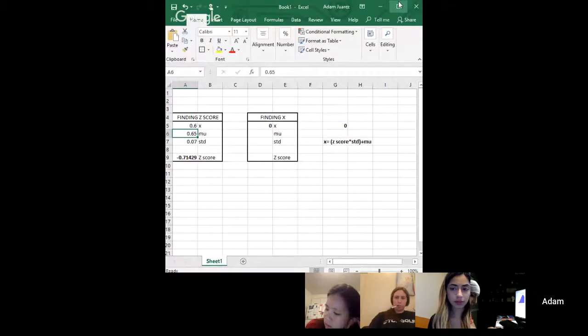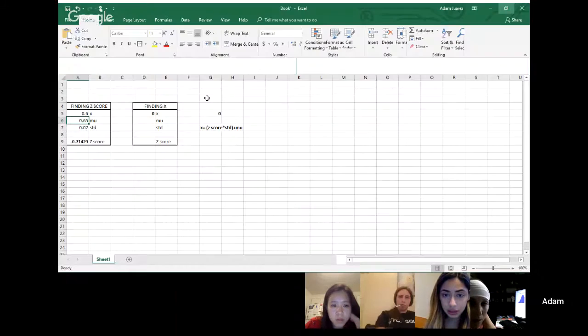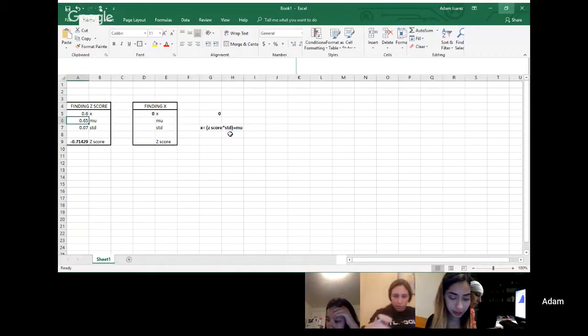For the girls, I guess, it's a group of girls, if you want the actual equation, it's right here. If you look at my screen, mine's bold and highlighted in yellow. That's the actual equation when you rearrange it. X equals Z-score times standard deviation.